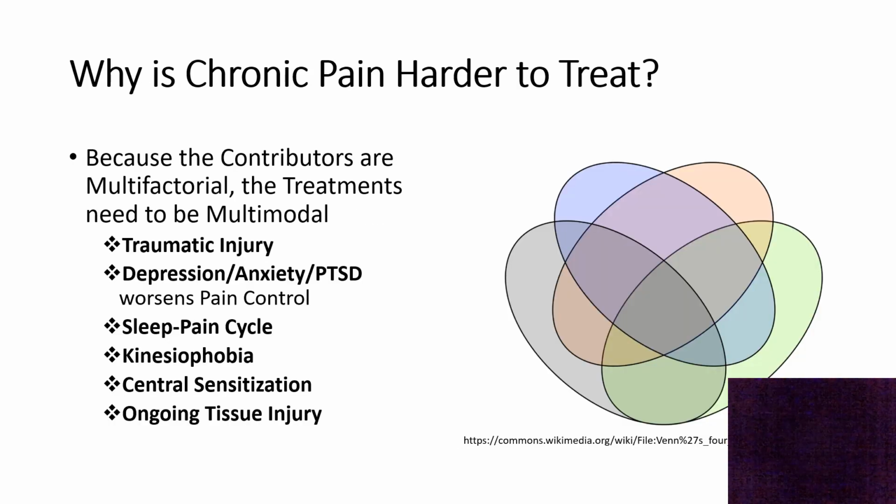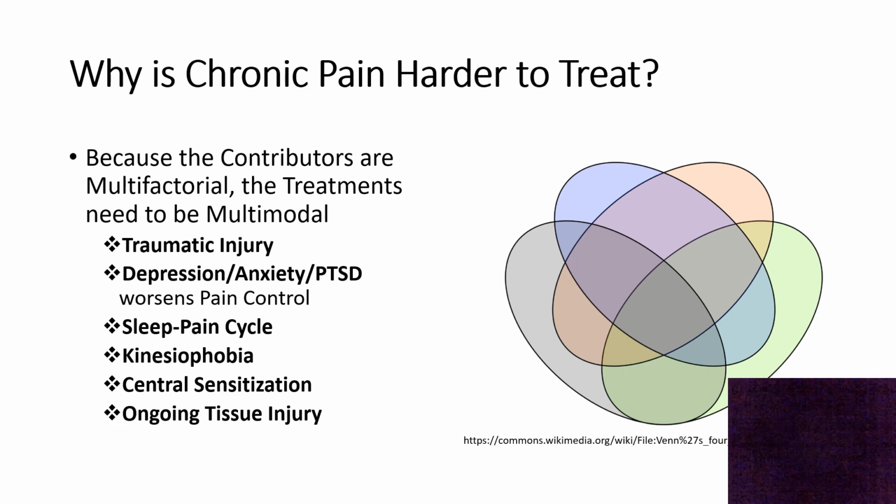So why is chronic pain harder to treat? Why can't I just give you a pill to make your chronic pain better the same way as I would give you a pill to make your acute pain better? That's largely because the contributors are multifactorial, right? And because they're multifactorial, you need a multimodal treatment plan.